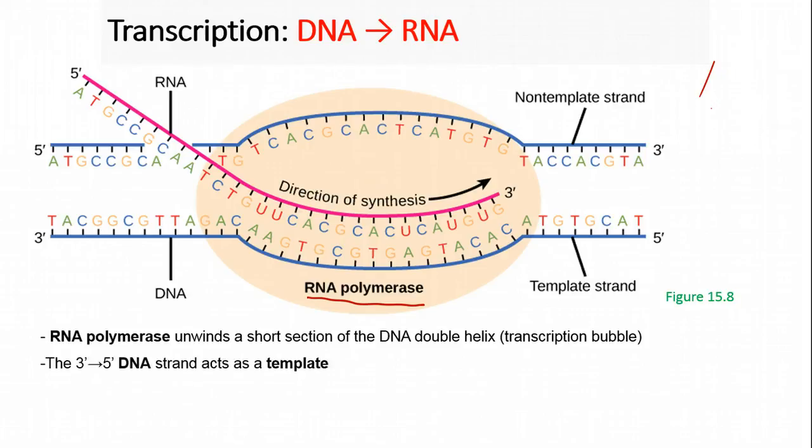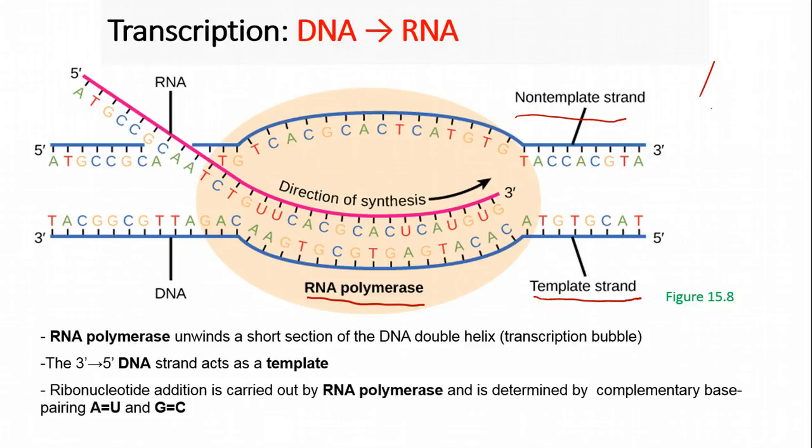So the 3' to 5' direction DNA is the template strand. The template strand is complementary to the RNA that's being synthesized. The other strand is called the non-template strand, which runs the opposite direction, 5' to 3'. So RNA is synthesized the same direction as DNA, from 5' to 3', which means the template strand is read in the opposite direction, from 3' to 5'.